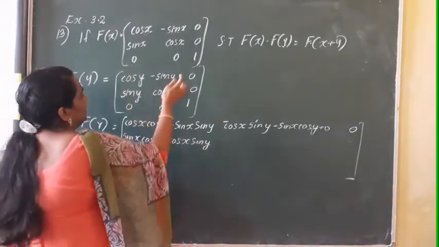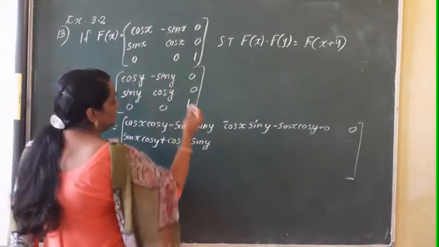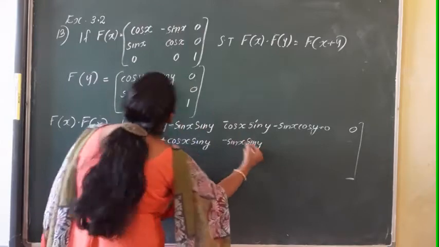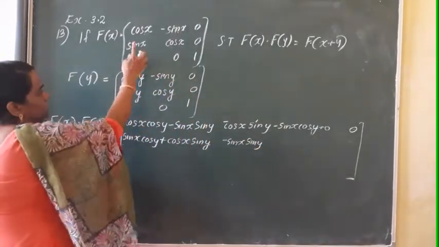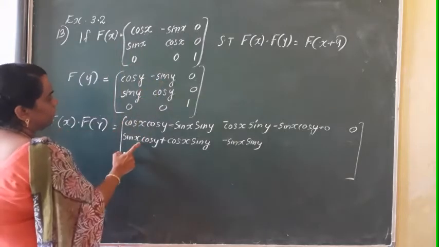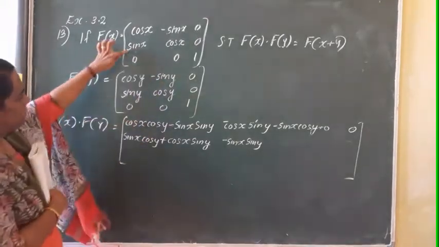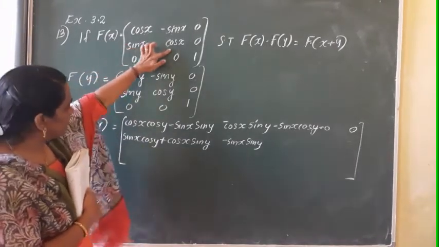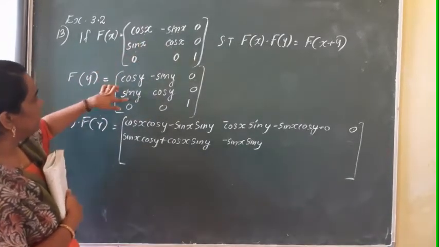Plus. Next element is 0. 0 into any number is 0. Then sin y minus sin x, minus sin x sin y. Isn't it? Sorry, that is sin x into minus sin y. Sin x into first element is sin x into cos y. Then next cos x into cos y. Isn't it? Cos x into sin y.